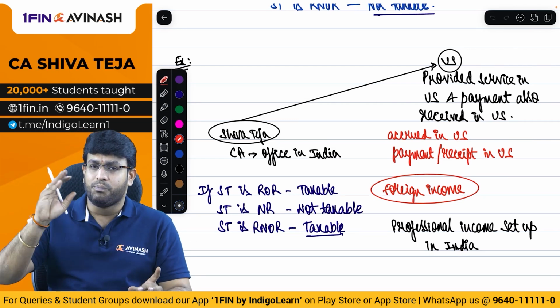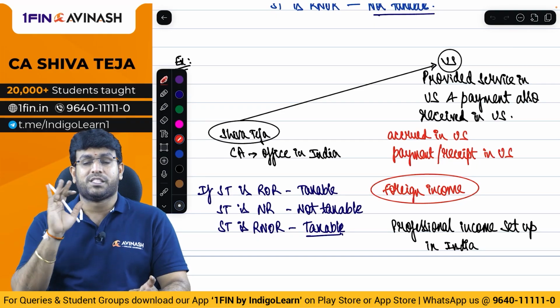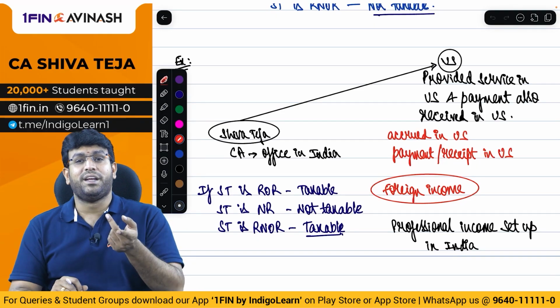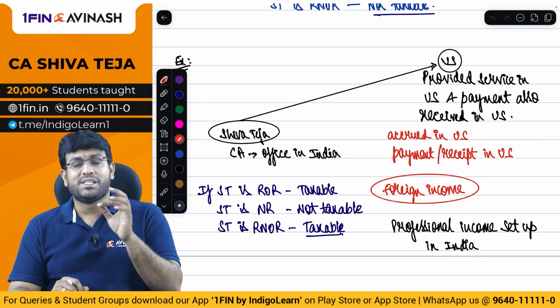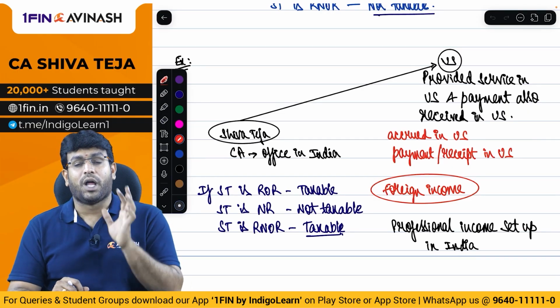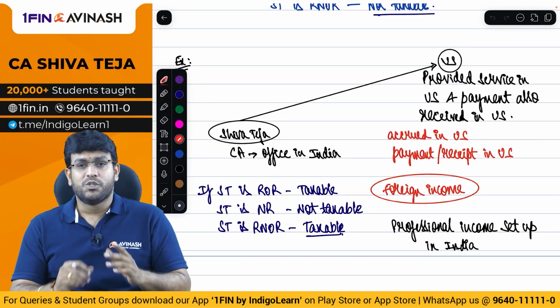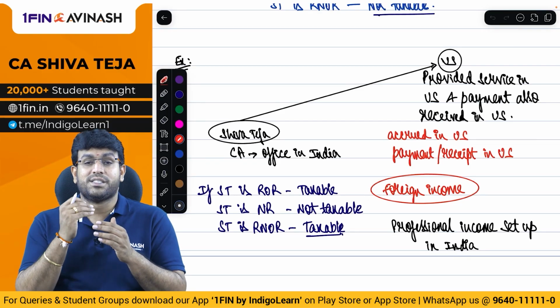So if accrued and received both are outside India, we treat the income as foreign income. And if anyone is in India, we treat it as Indian income. Now what is going to happen? If income is an Indian income, it is taxable for ROR, RNOR and NR. So whatever is the residential status, still it is taxable.